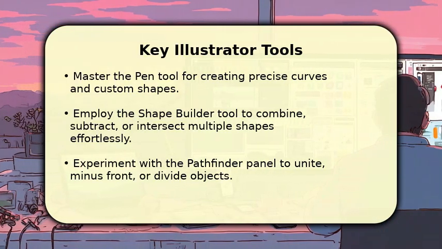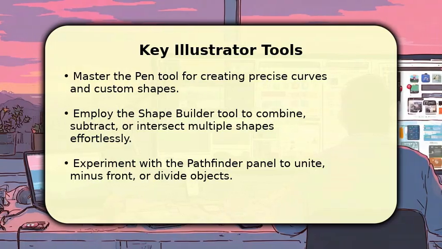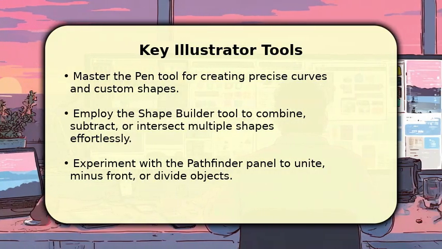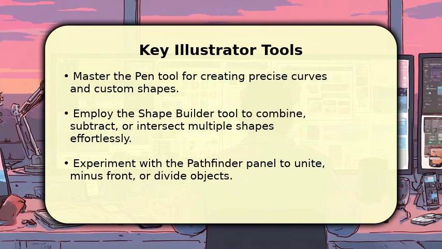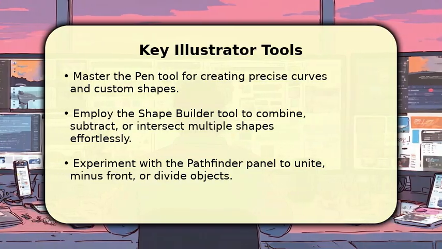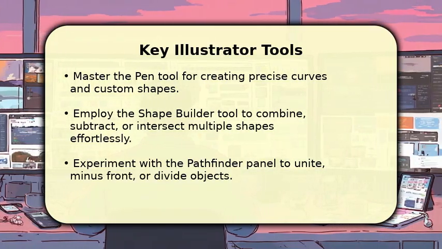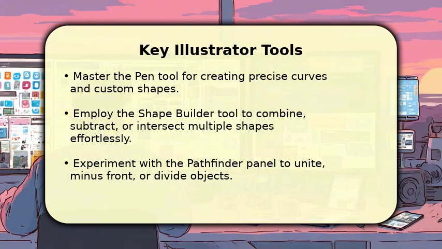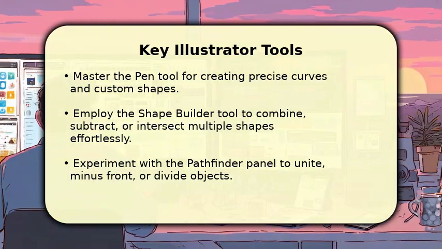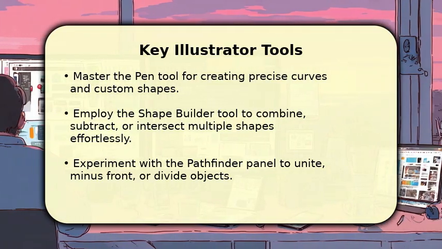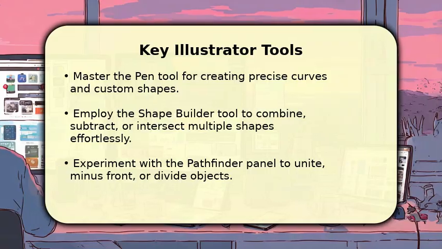With your design principles in mind, let's explore the powerful tools within Illustrator. Master the pen tool to create precise curves and custom shapes, giving your logo a unique edge. Employ the versatile Shape Builder tool to effortlessly combine, subtract, or intersect multiple shapes, streamlining your workflow. Experiment with the Pathfinder panel to unite, minus front, or divide objects, offering incredible flexibility. Apply gradients and strokes to add depth and visual interest, making your logo truly pop and stand out.